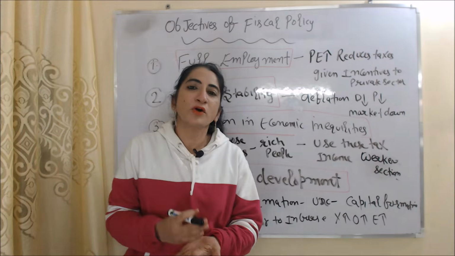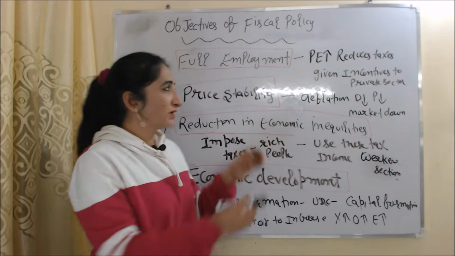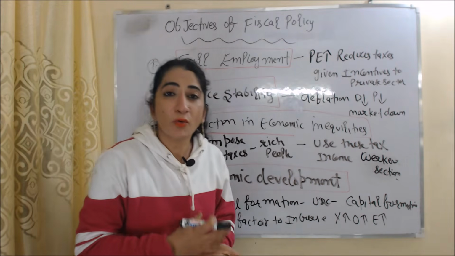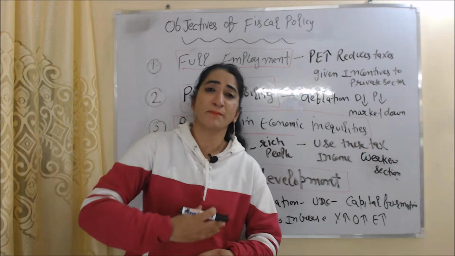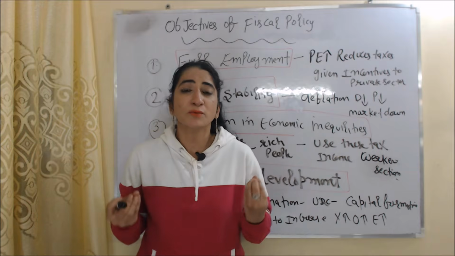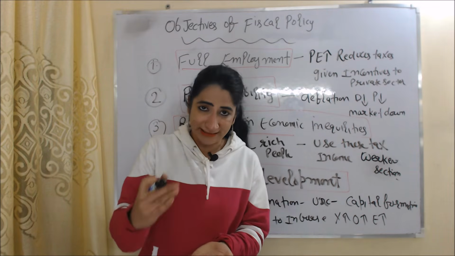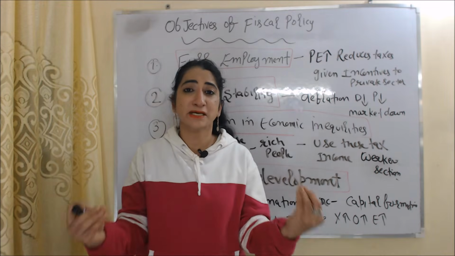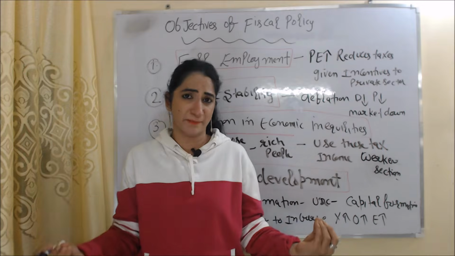Now we are going to talk about objectives of fiscal policy. First objective of fiscal policy is full employment. In order to achieve this objective, government increases its expenditure. For example, government increases expenditure on schools, hospitals, parks, so that more and more people can get employment. Plus, government reduces taxes and gives incentives to the private sector so that they can also increase their investment and provide jobs to so many people.